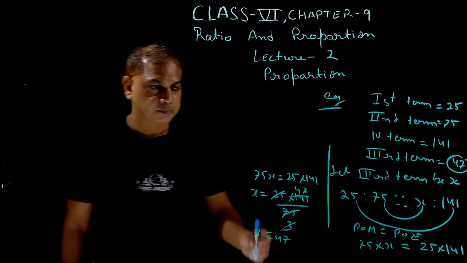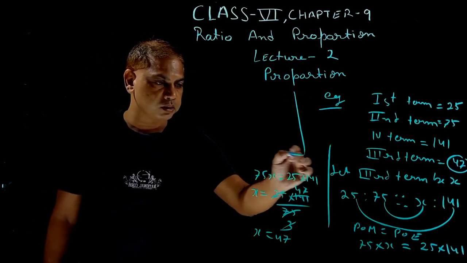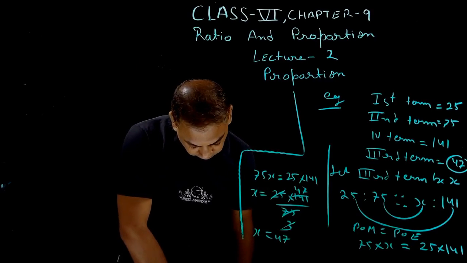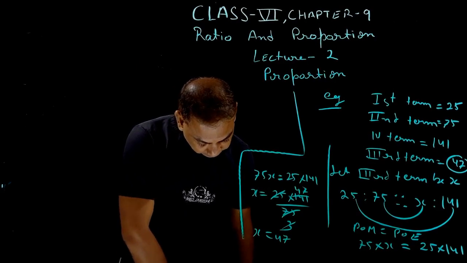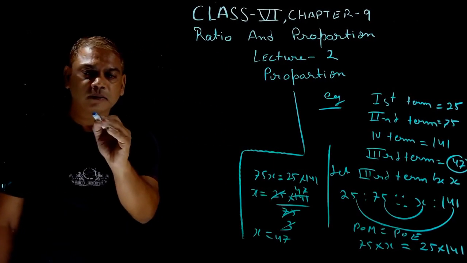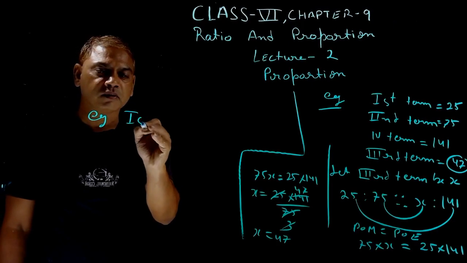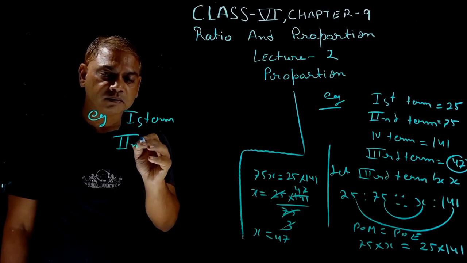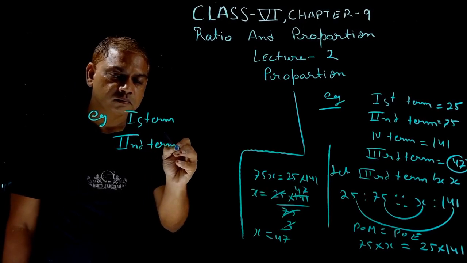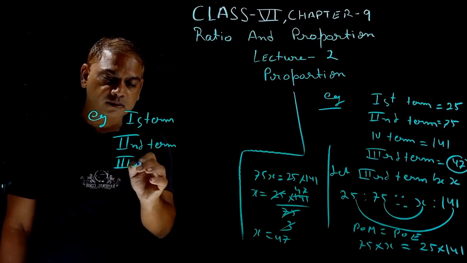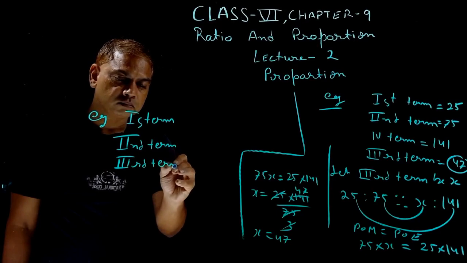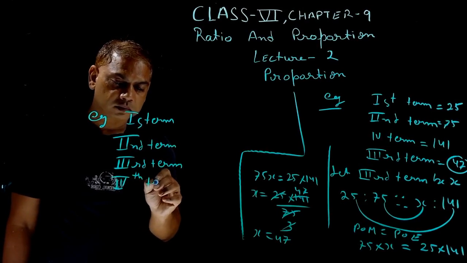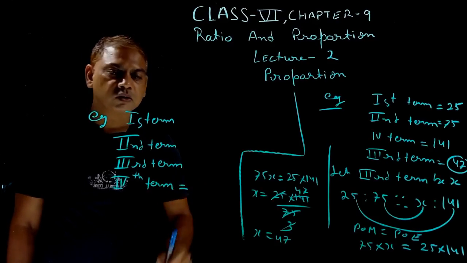Now one more example I am doing in front of you. It is similar to this one. Now they have asked the fourth term. Okay, first, second and third term दिया हुआ है, fourth term पूछा है स्टूडेंट. Okay, the first term is given, the second term is given, the third term is also given, the fourth term you have to find. This you have to calculate.